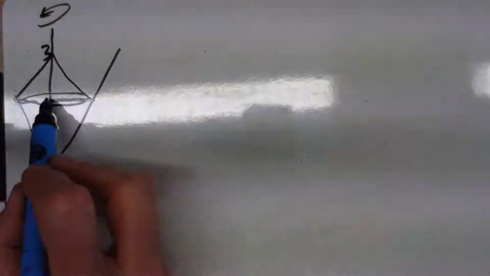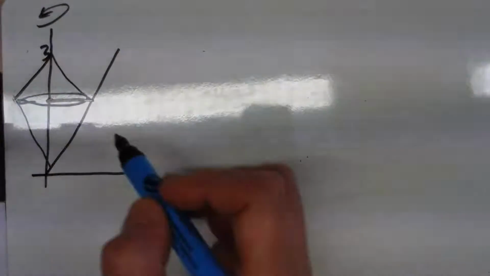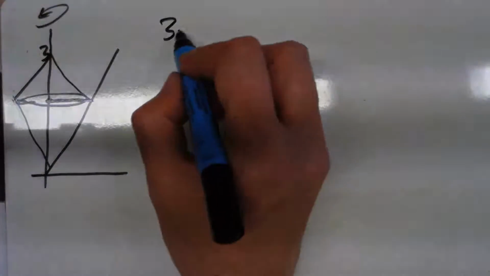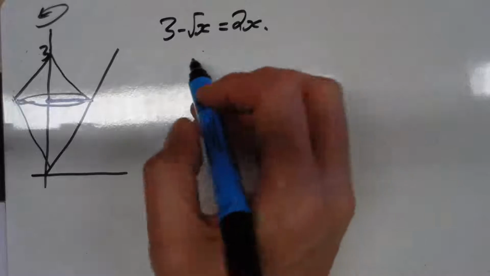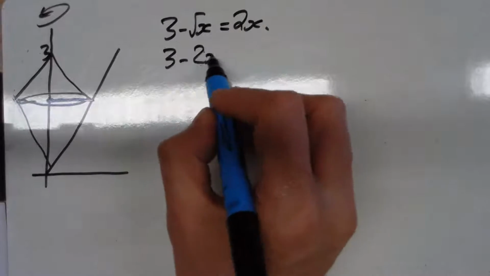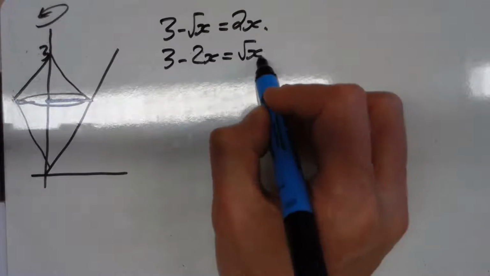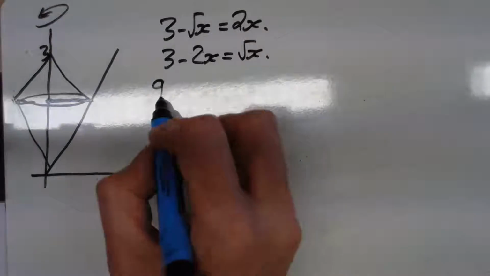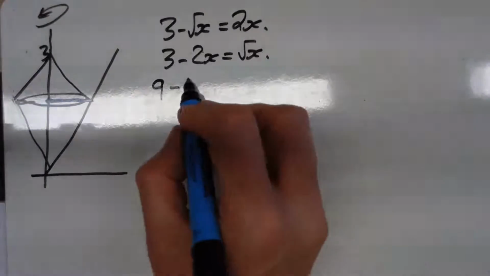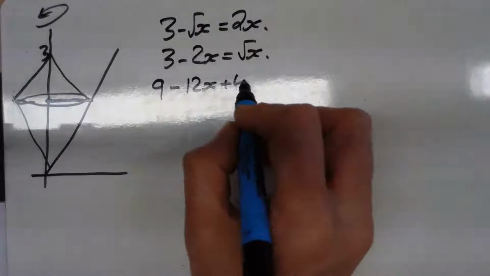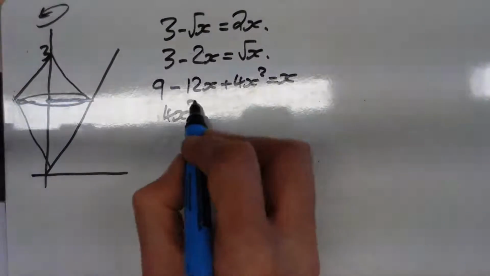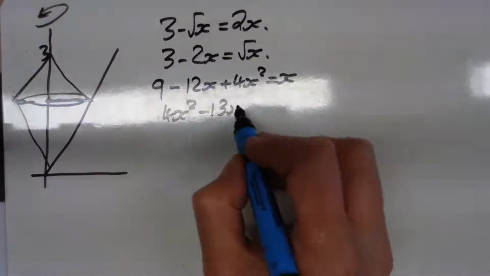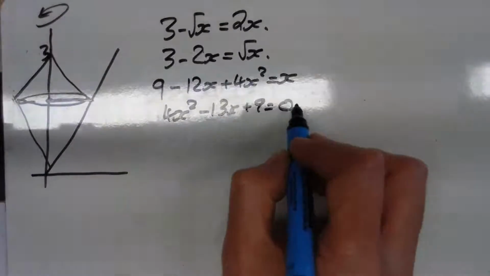Crucially, the first thing we need to know is, where do they meet? So where does 3 take away root x meet the line 2x? If I take away the 2x from both sides and then square both sides, what I've got is 9 minus 12x plus 4x squared equals x. So I've got 4x squared minus 13x plus 9 equals 0.